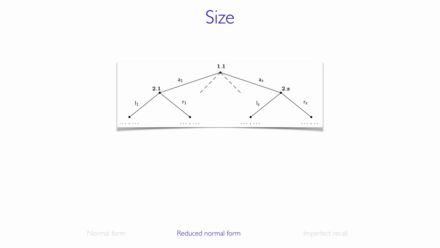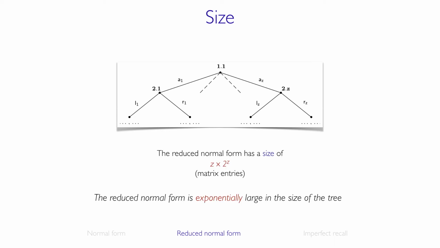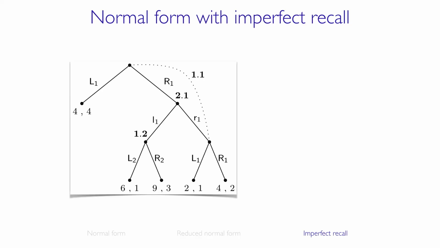The question is whether the size of the reduced normal form keeps being exponential. And the answer is yes, as shown in the picture. Indeed, any plan of player 2 must specify one action per information set. Therefore, the number of plans of player 2 is 2 to the z, where z is the number of information sets of player 2, showing us that the reduced normal form is exponential in the size of the game tree.